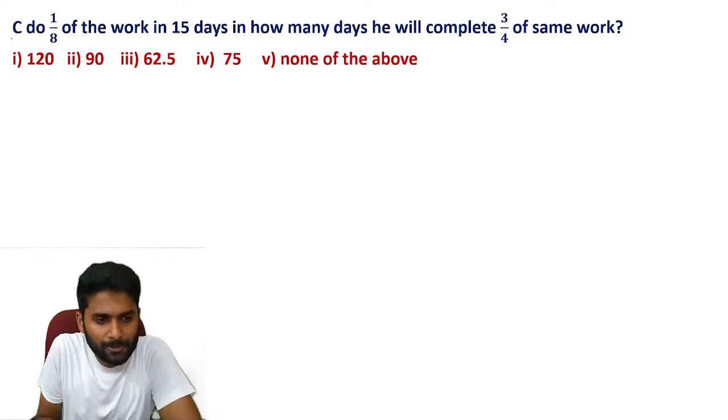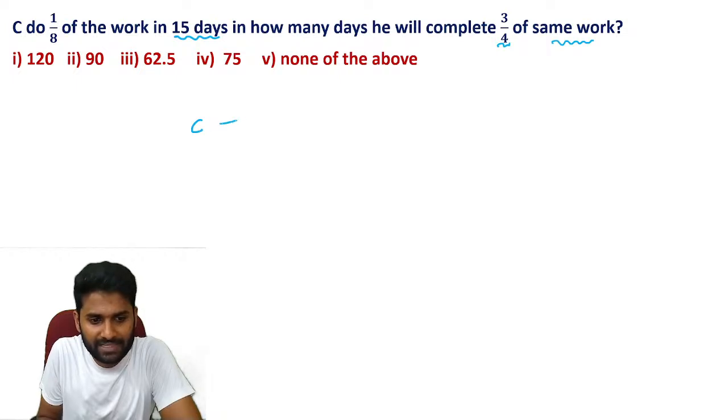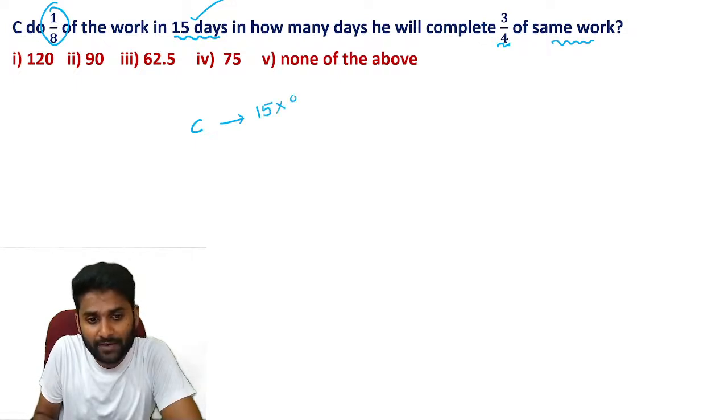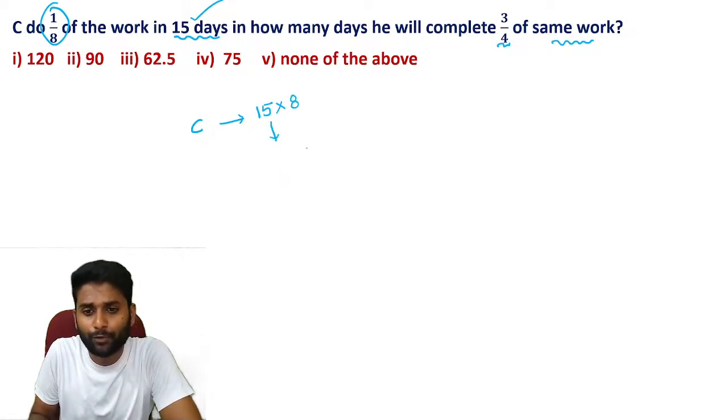Now let's see this question. C does 1 by 8th of work in 15 days. In how many days will he complete 3/4 of the same work? Now C takes 1/8 of work in 15 days. For a full work, how much time does it take? 15 into 8. So that is the total work. Now here the question: how many days does it take to complete 3/4 of the same work?